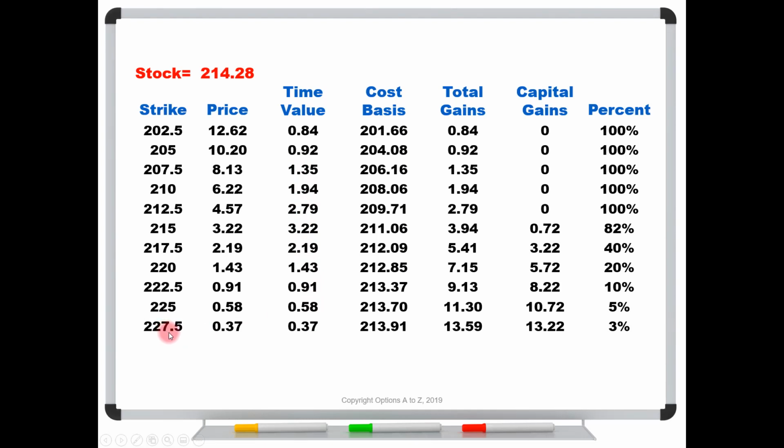So for this 227.5 strike, if you're only making 37 cents, and of the total 13.59 you could make in capital gains, only 3% is coming from the option, why bother? And yet that's the one that most people would reach for. So I hope that will help you in making future decisions, not only for your covered call, but anytime you are selling an option.